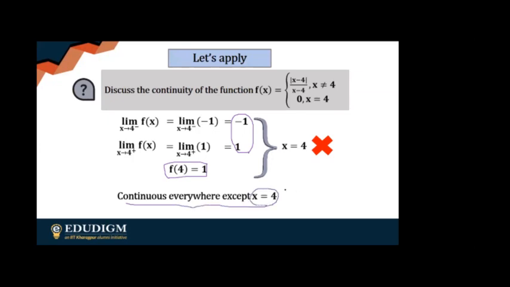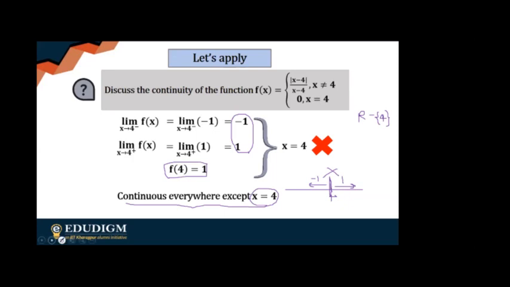If you consider the entire number line, suppose this is 4. Less than 4, this is -1 and it's continuous. This is +1, this is continuous. But at x equals 4, no. So this is the entire real number line except for this 4. I hope you understand what we mean by continuity in an interval.